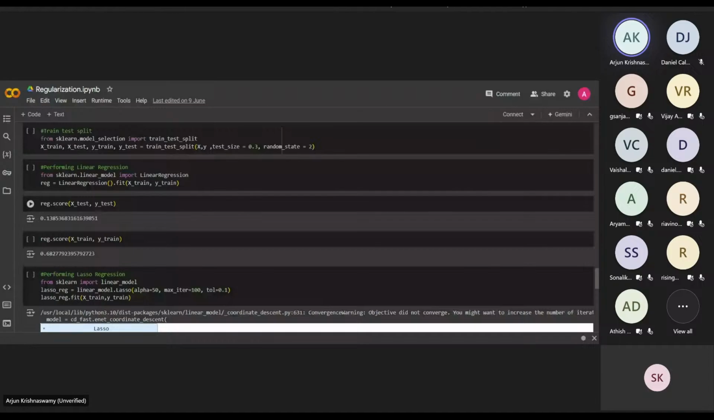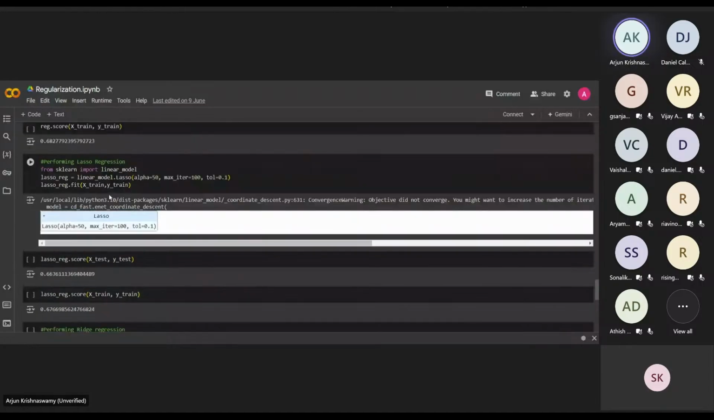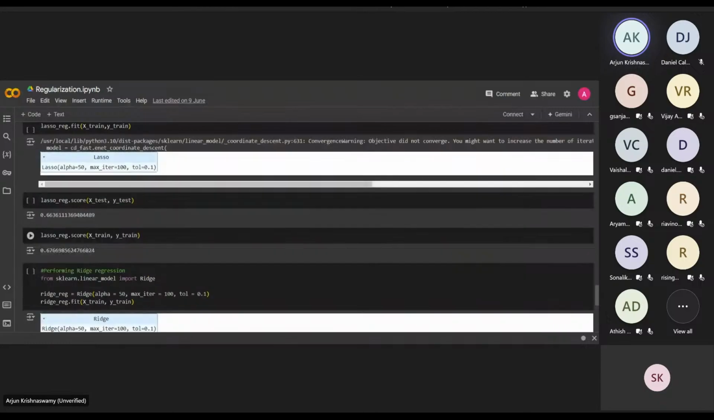That is a very huge increase, because with lasso regression or L1 regularization, some of the features are removed. We don't want them, and we get a better model with lower complexity and increased accuracy. And the train accuracy is still pretty high, 67.